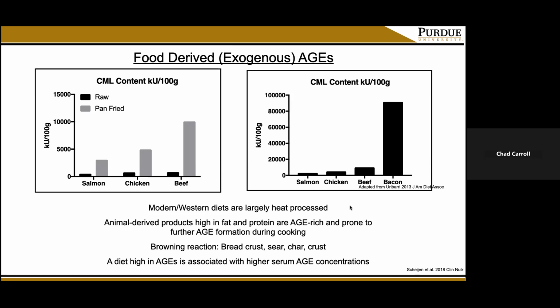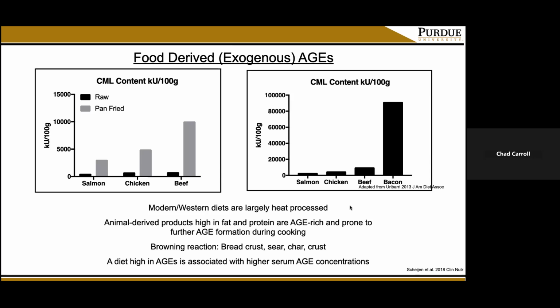One of these exogenous sources is a nutritional aspect, which is what we eat. A Western diet is high in AGEs. When we eat processed foods, it makes AGEs. They actually call it the browning reaction. That nice yummy crust on your bread has AGEs in it. Your coffee has AGEs in it.